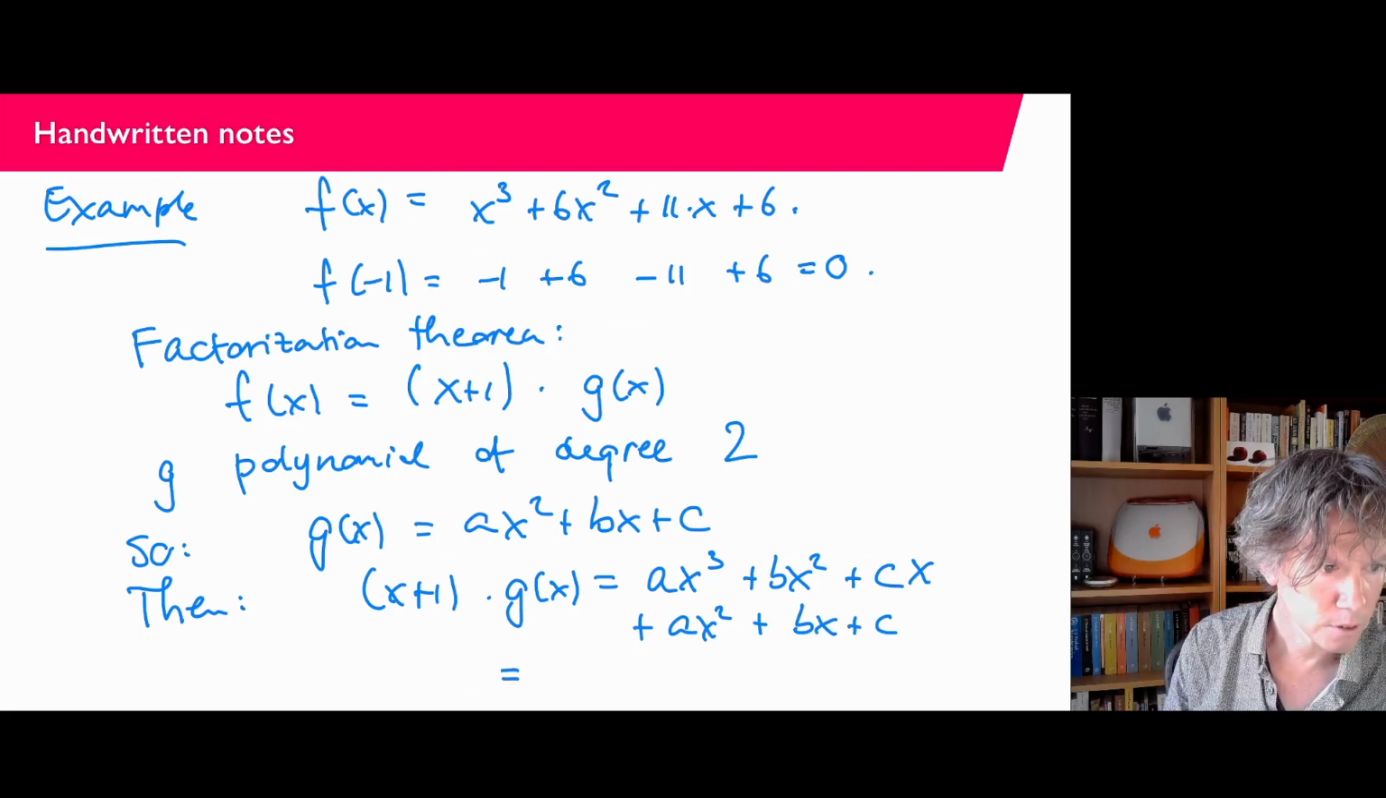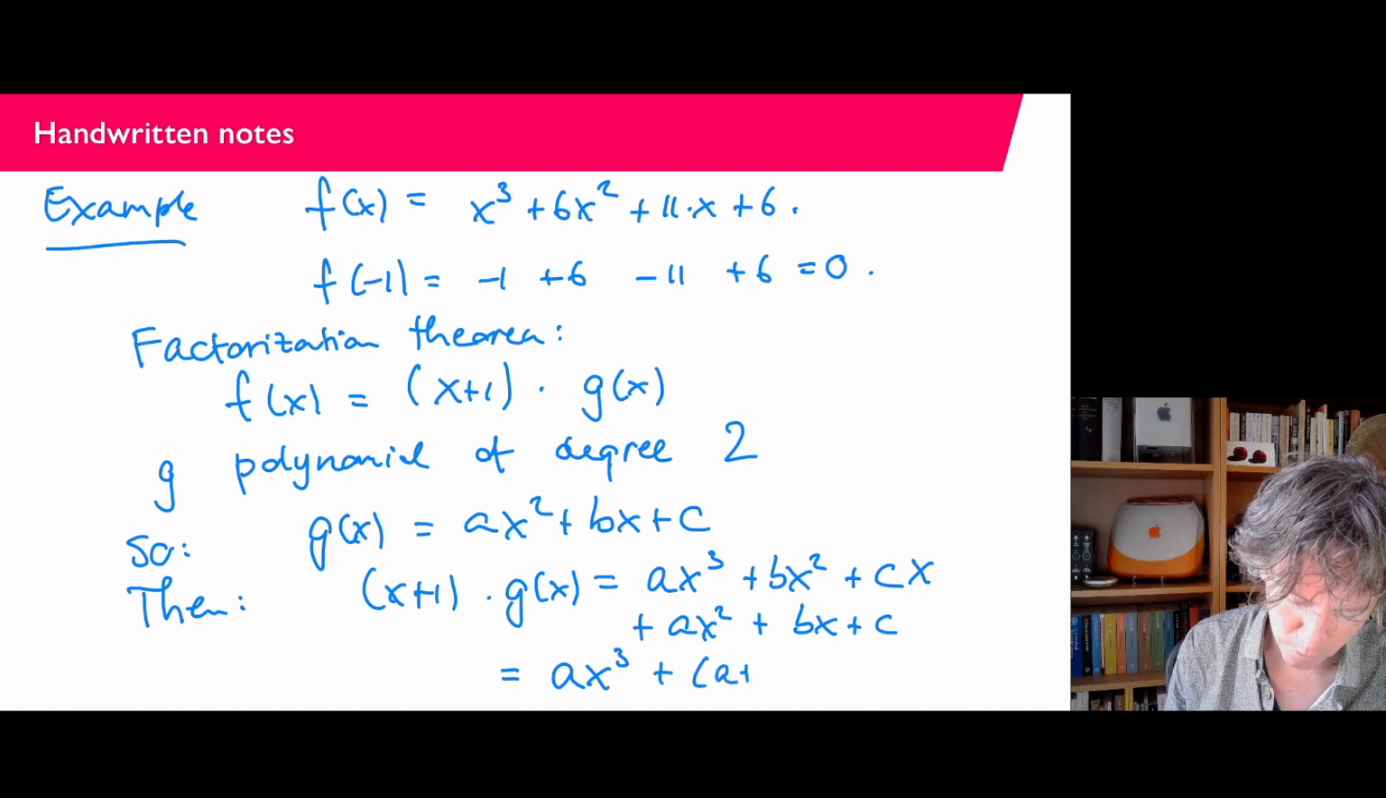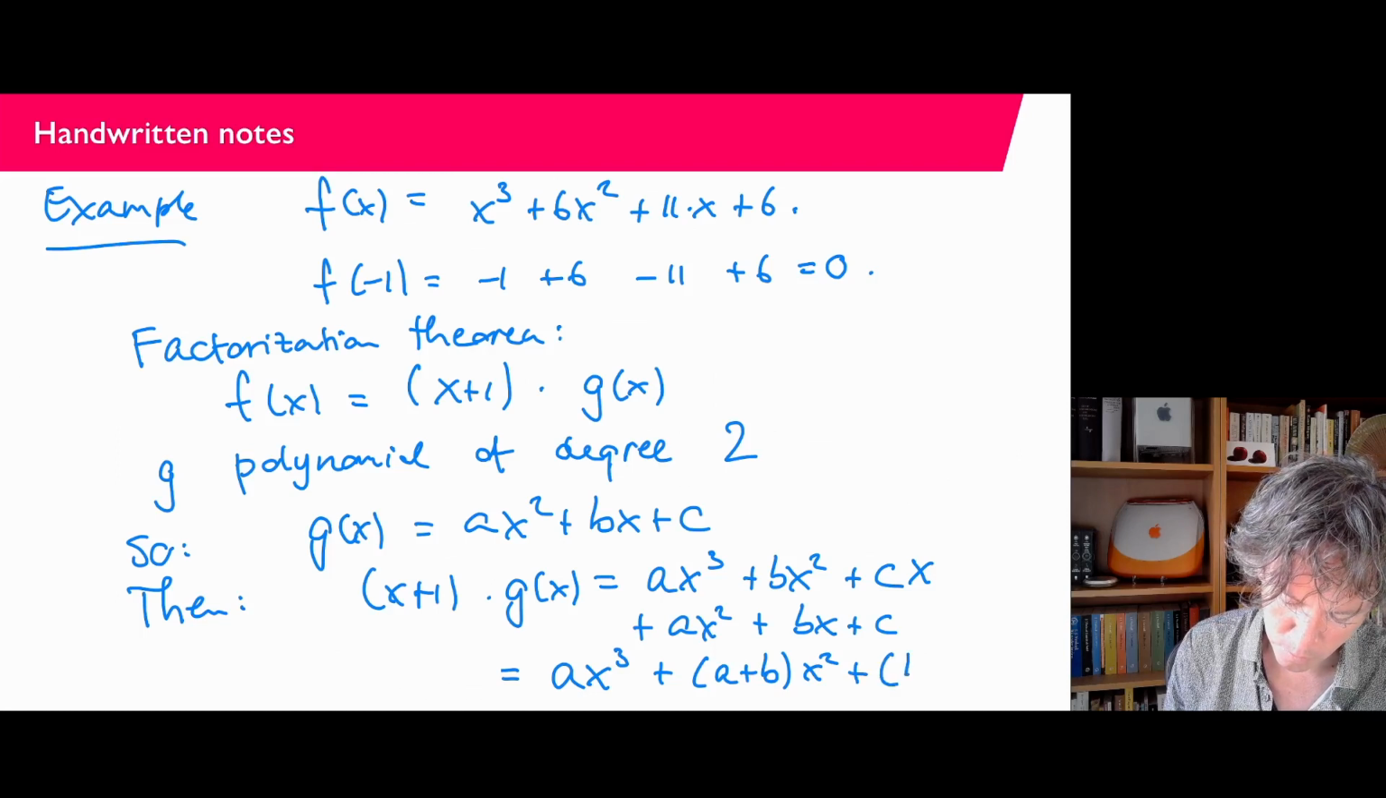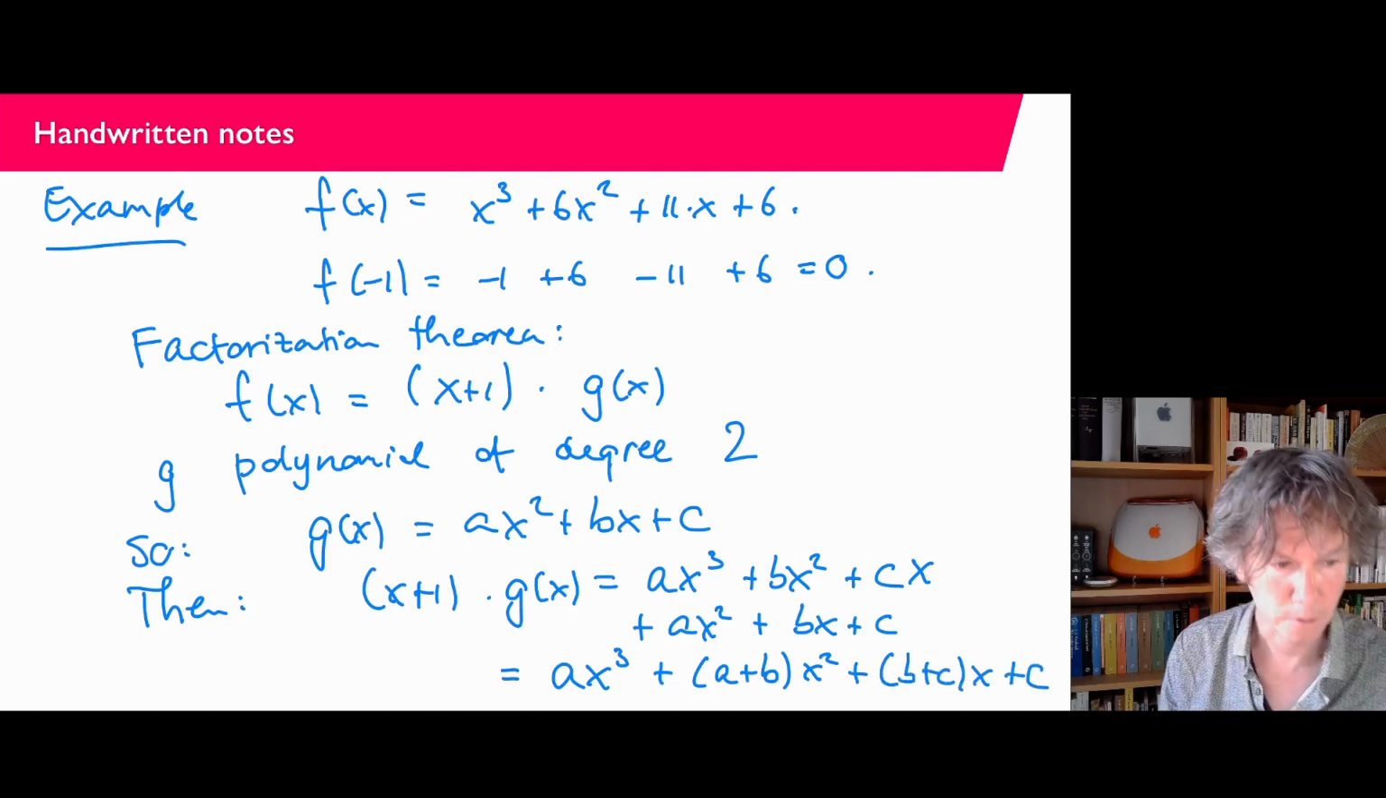So this is ax to the power 3 plus bx squared plus ax squared is a plus b times x squared. cx plus bx is b plus c times x, plus c.